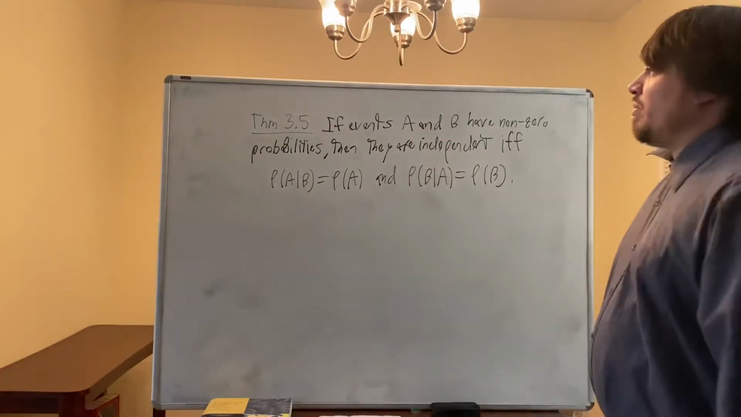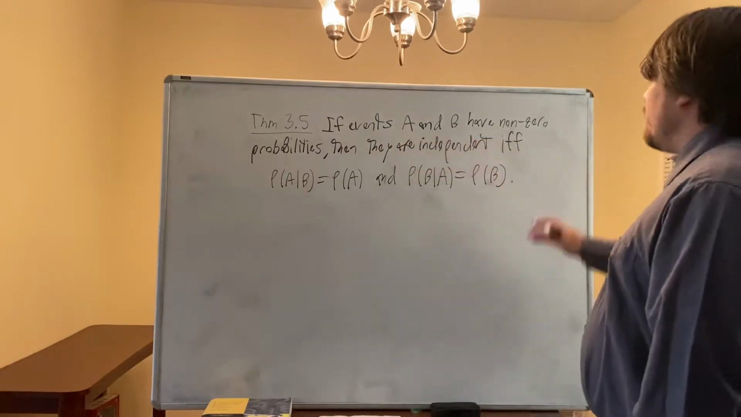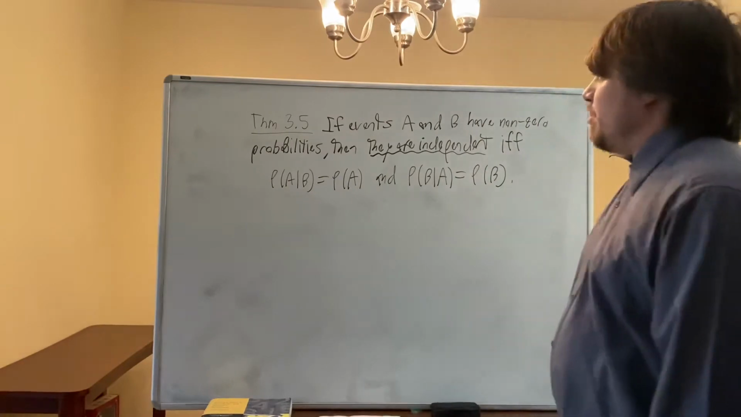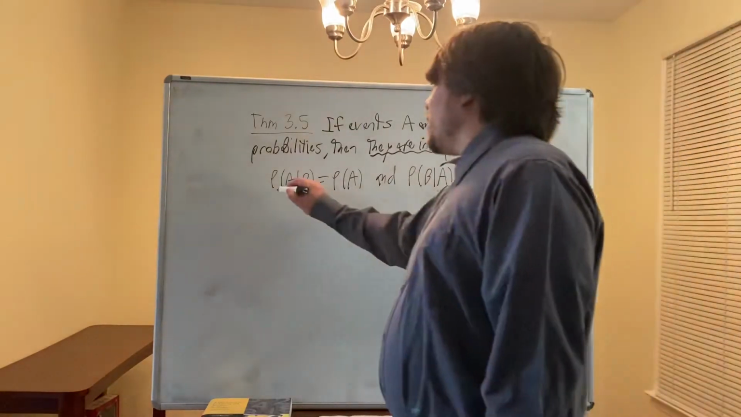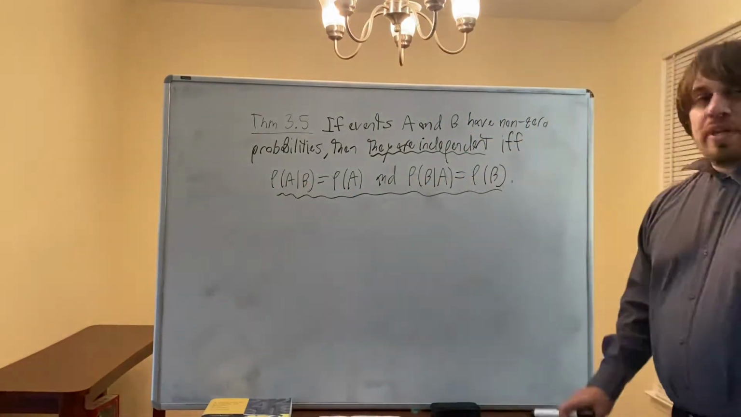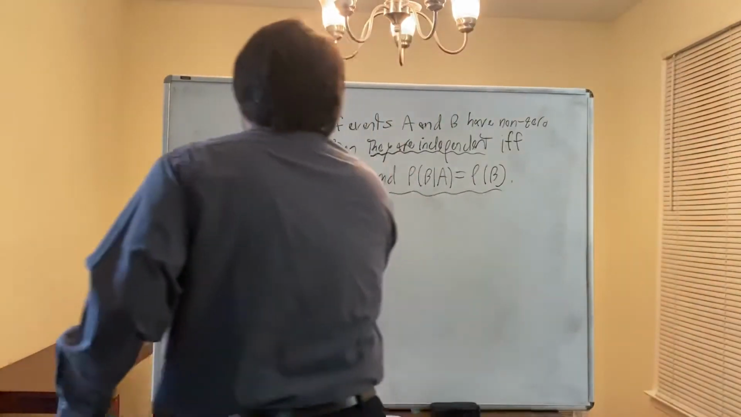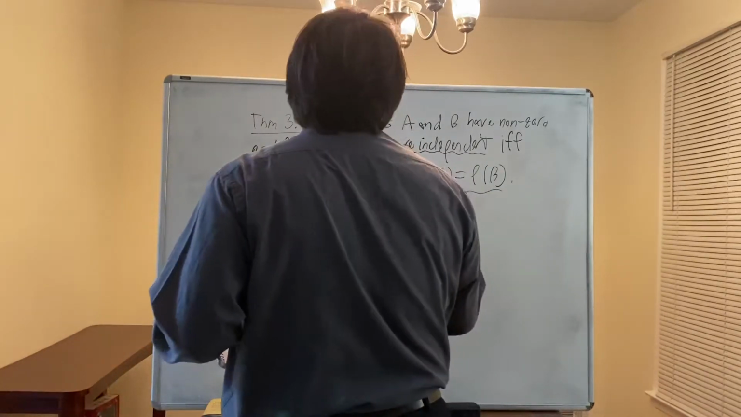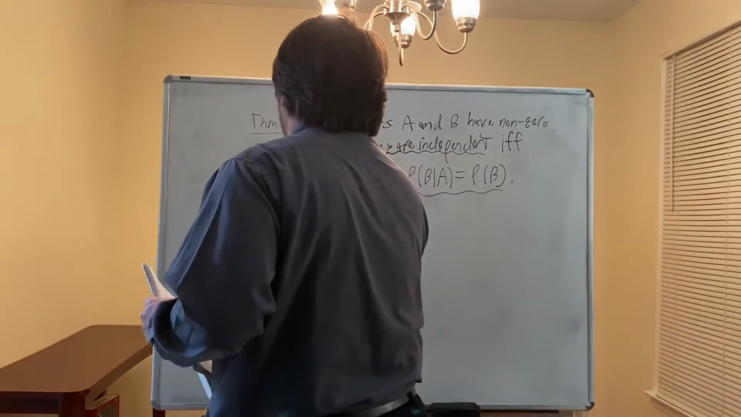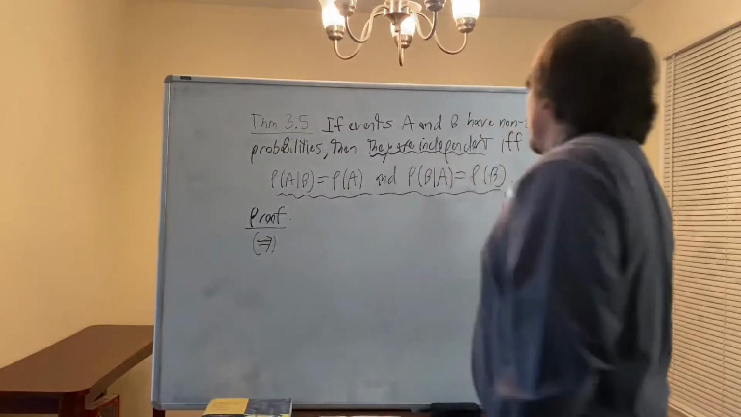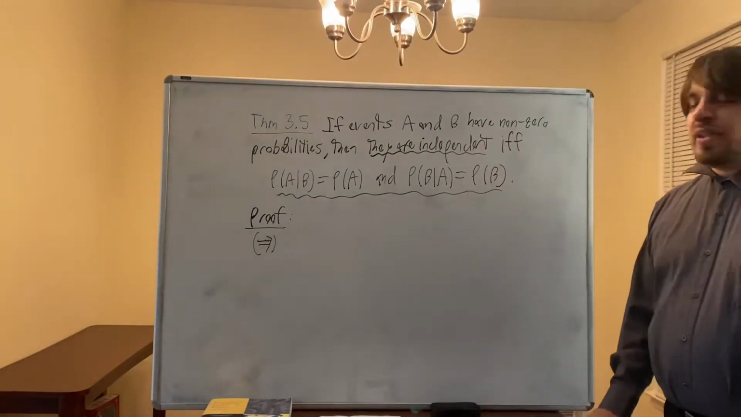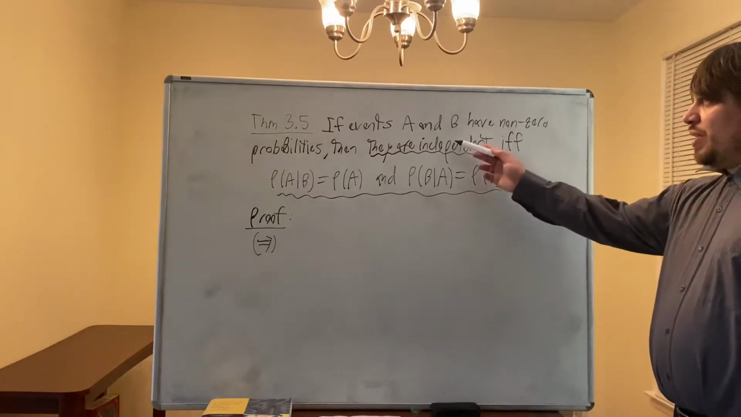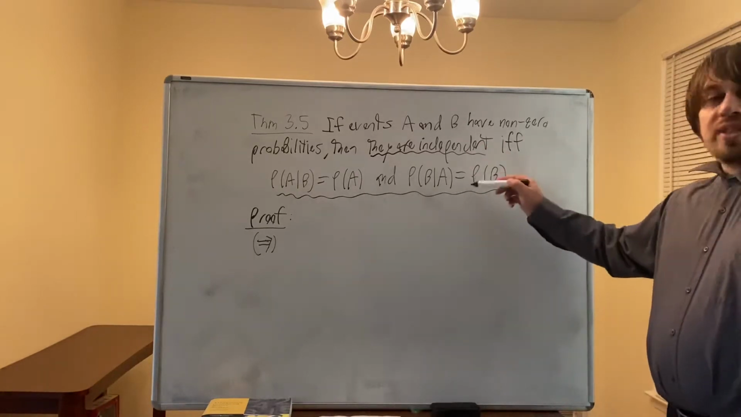So what theorem 3.5 says is if events A and B have non-zero probabilities, then events A and B are independent if and only if those two equations hold. The proof of theorem 3.5 is as follows. First, let's prove the forward direction. This is an if and only if statement saying these two statements are logically equivalent. That means one way to prove it is to show that if this is true, then that's true, and also that if that is true, then this is true.